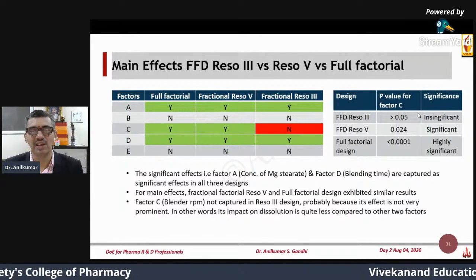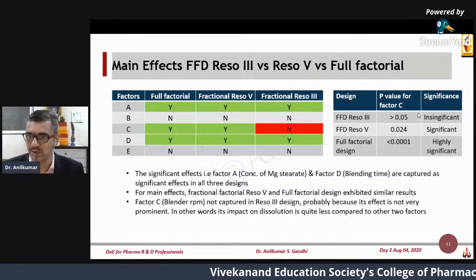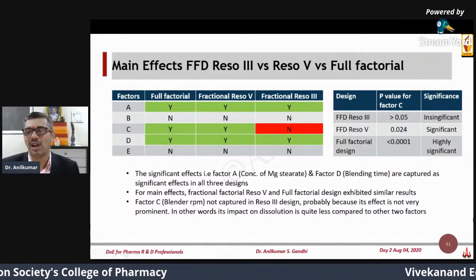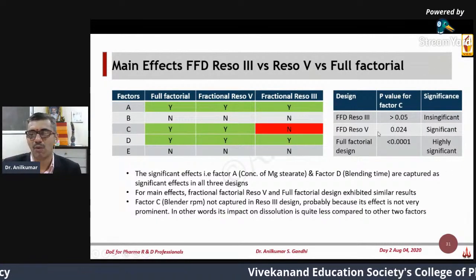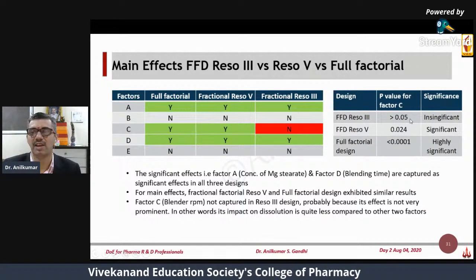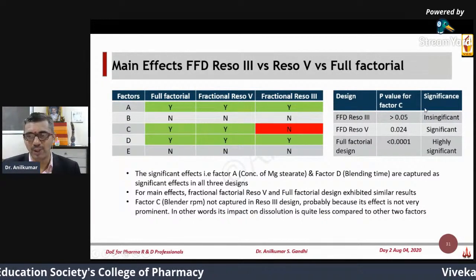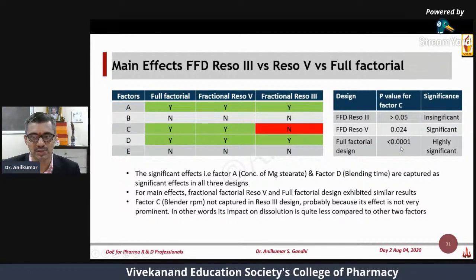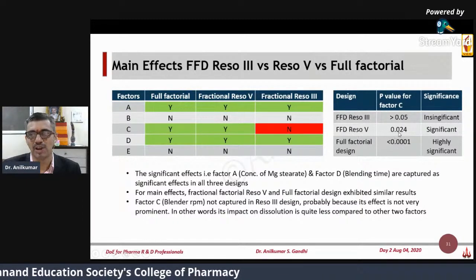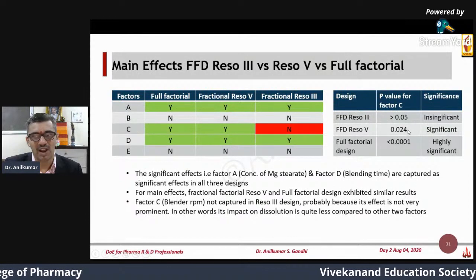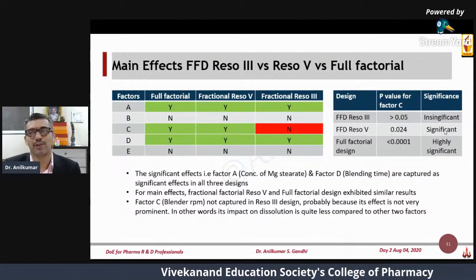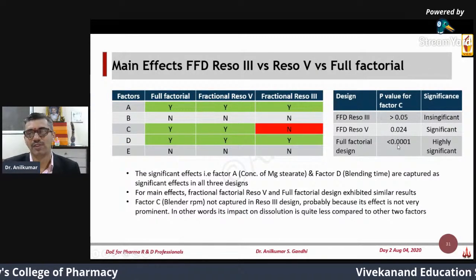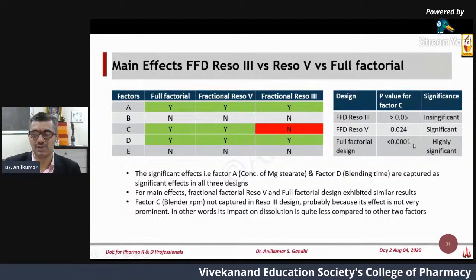So when we have a very limited study, limited experiments done, when we did only 8 experiments, what we got was that the p-value for this was more than 0.05, and therefore it became insignificant. And you will see that the p-value for C factor keeps on reducing. If you see Reso 5, it has become 0.024, which is less than 0.05, and therefore it is significant, but it's not highly significant. And now if you see full factorial, the value is 0.0001, which is highly significant.